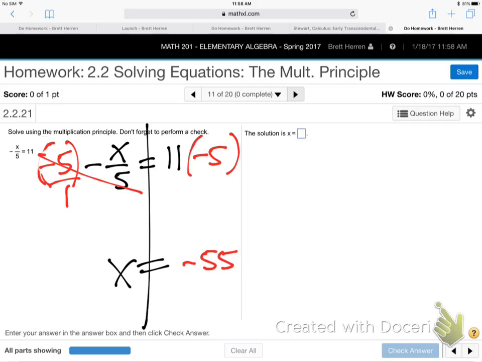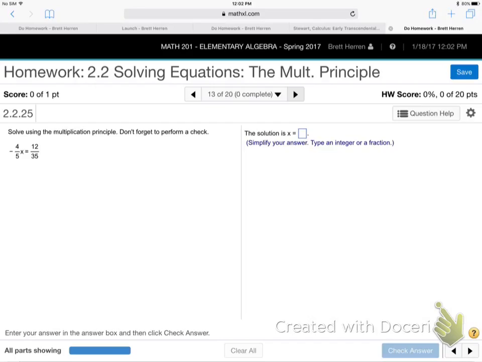So number 13. Minus 4/5 x equals 12/35. Okay, give that a try, guys. Same old story. X is saying, I want to be alone. Get rid of what's next to x.